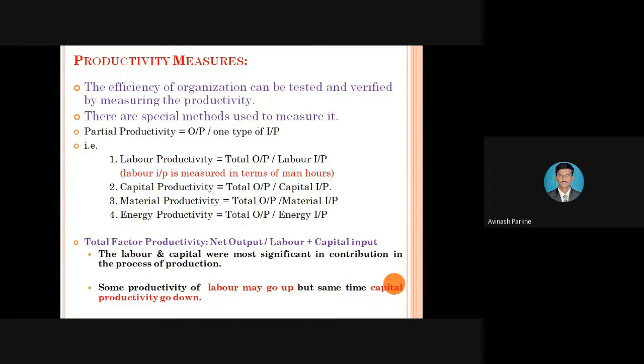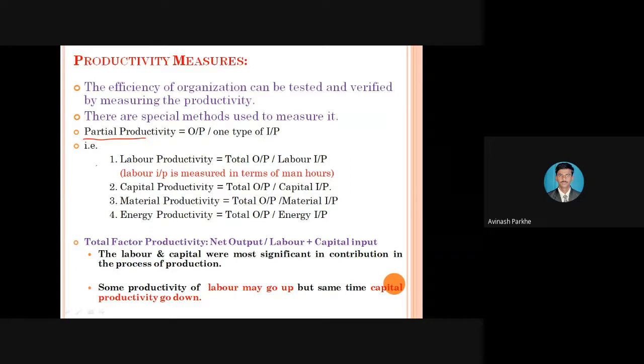Then there are special methods to measure it. That is, partial productivity is equal to output upon one type of input. Because there are so many input resources: labor, capital investment, material resources, energy, skilled operators. There are so many input parameters. And if I have to calculate the productivity for each input parameter, that productivity is called partial productivity, which is equal to output upon one type of input.